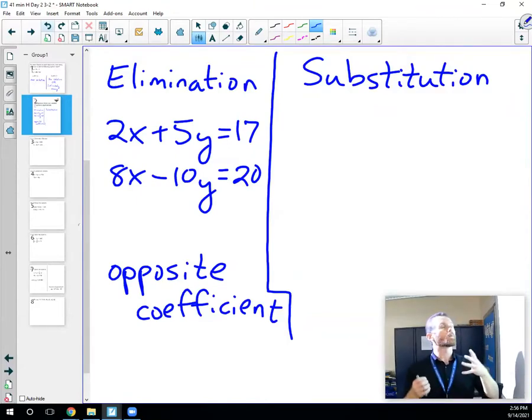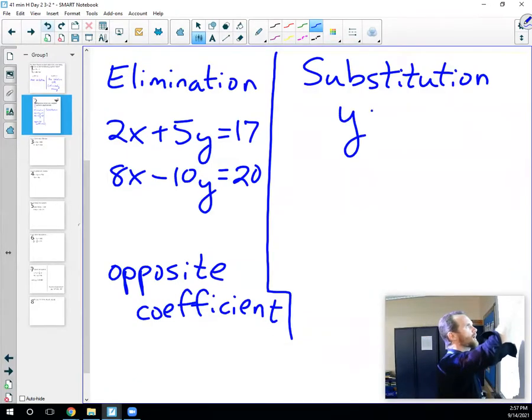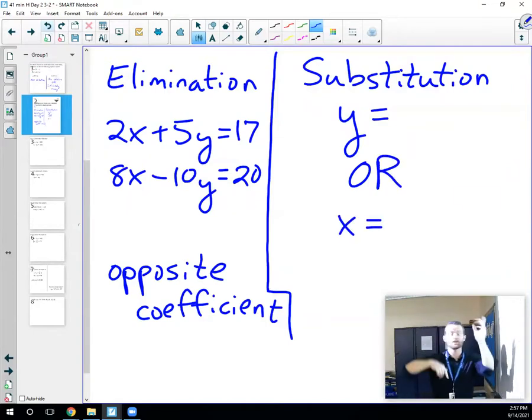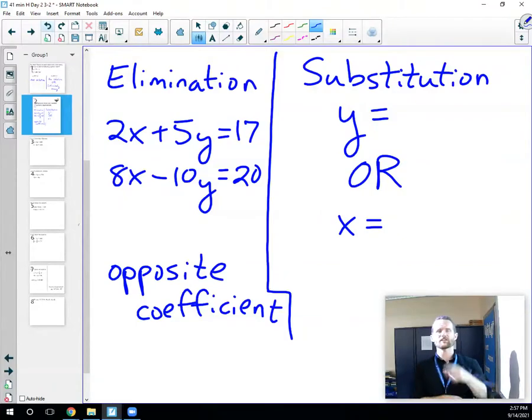Now substitution is a little bit different. Whenever we're looking for substitution, we don't want opposite coefficients. We want either y equals or x equals. We want one variable in one of our equations, doesn't matter which one, to be by itself. So substitution is a good method to use when you're looking at an equation and that variable, x or y, is almost isolated. So I can just get it by itself and then use the substitution technique or strategy.